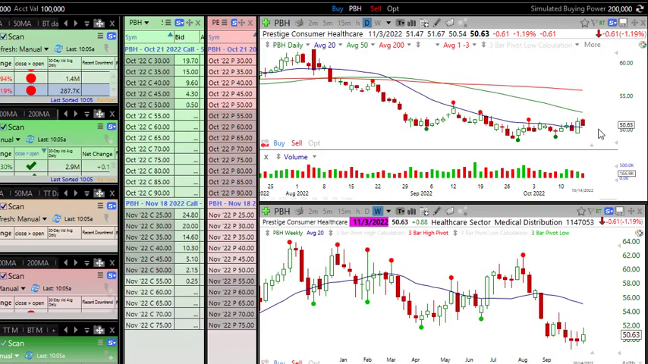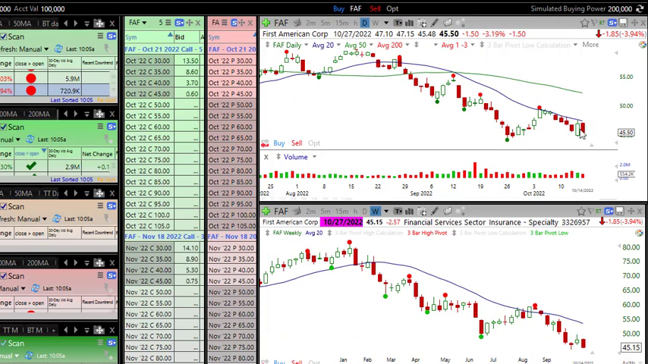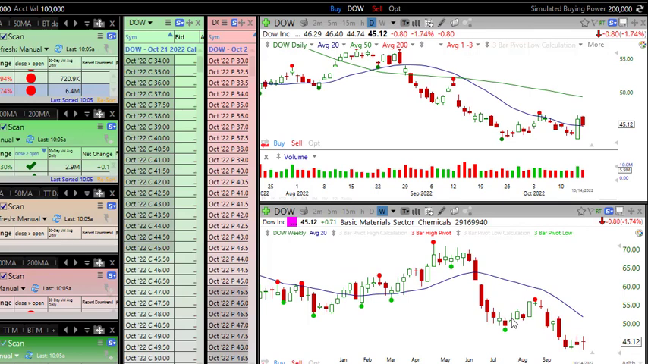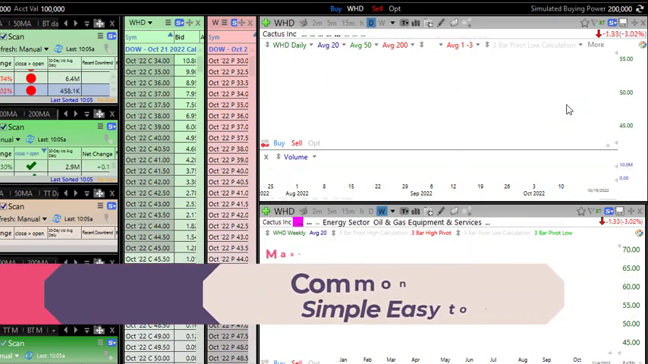This one's better. Papa Bravo Hotel, big bottoming pattern, the 20 MA curled over the high. That looks good. That's not a 1, 2, 3 because it's 100% retracement. Retracement's too deep on FAF, and I don't like the weekly chart and a nasty downtrend. DOW looks fantastic. Big W pattern, igniting bar, upper third, 20 MA curled, price void.